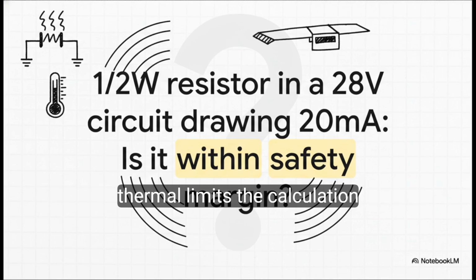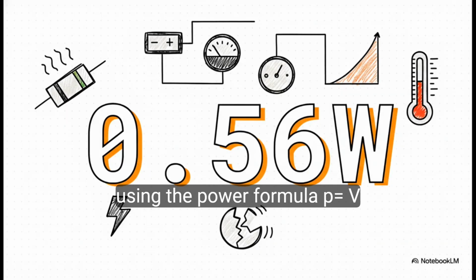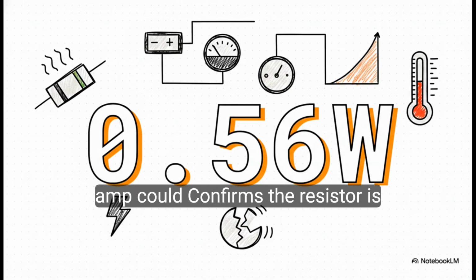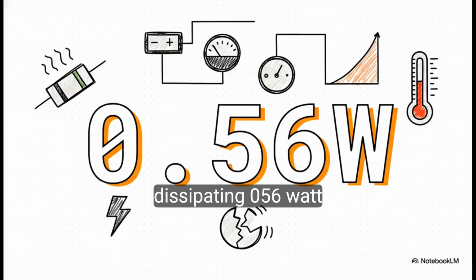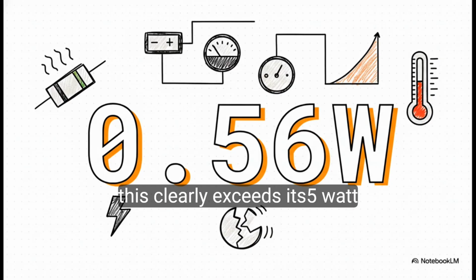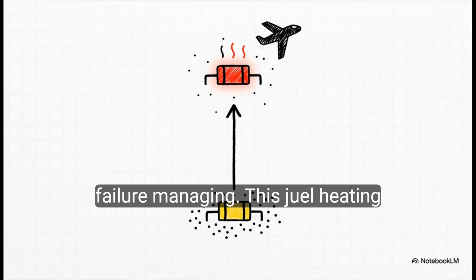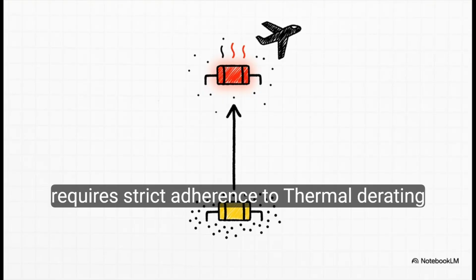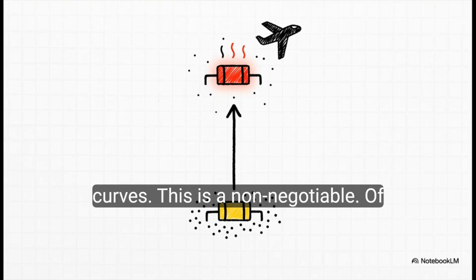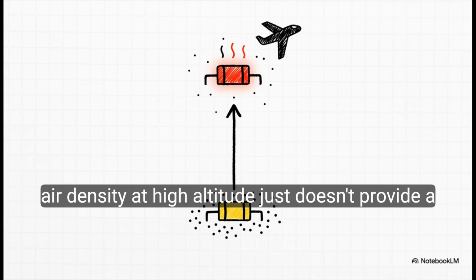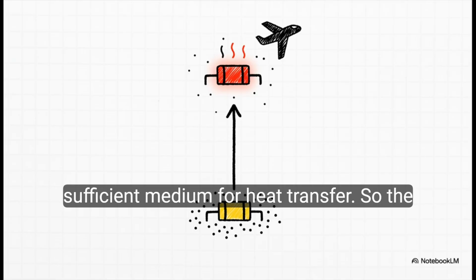The calculation, using the power formula P equals V times I, so 28 volts multiplied by 0.02 amps, confirms the resistor is dissipating 0.56 watts. This clearly exceeds its 0.5 watt rating, which indicates an imminent thermal failure. Managing this joule heating requires strict adherence to thermal derating curves. This is a non-negotiable part of avionics design and maintenance, because the lack of air density at high altitude just doesn't provide a sufficient medium for heat transfer.